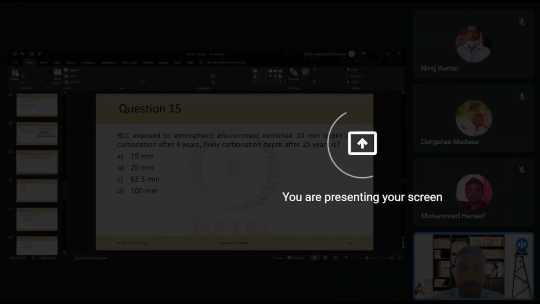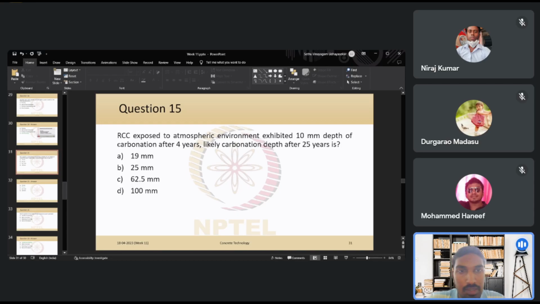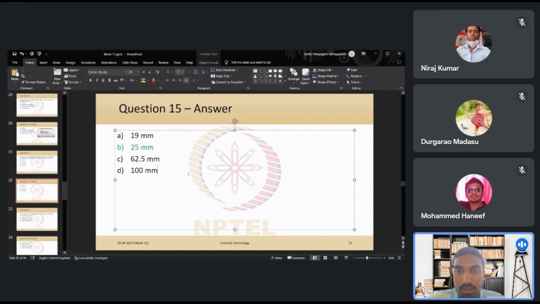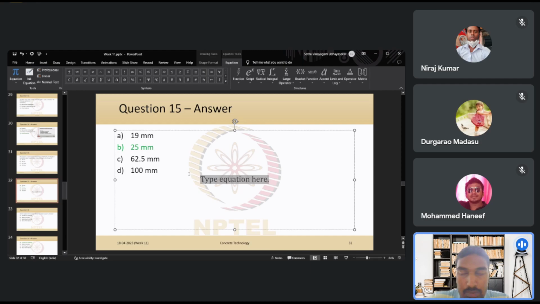Okay, what is the question? It is about carbonation depth. Here we are given one situation where after 4 years of exposure, carbonation occurred to a depth of 10 mm. The question is what will be the likely depth after 25 years of exposure? So how do we solve this? We saw a similar example last time, right? What is the relationship between the carbonation depth and the time of exposure?